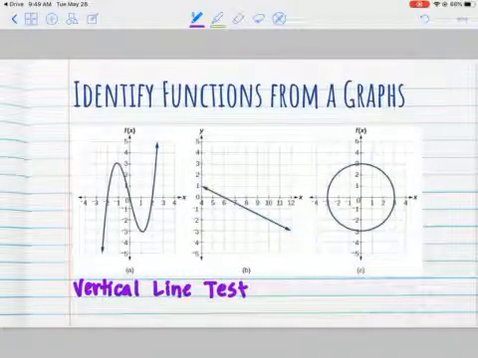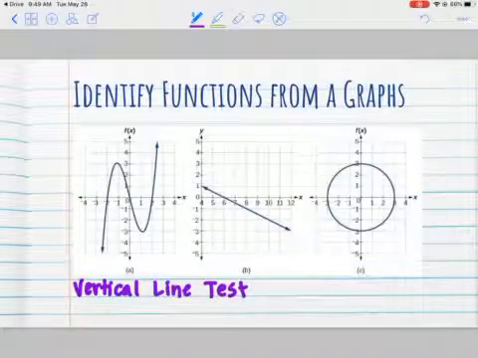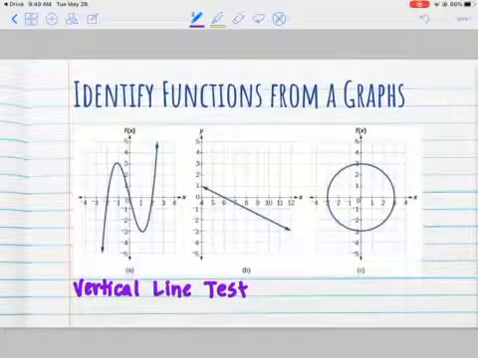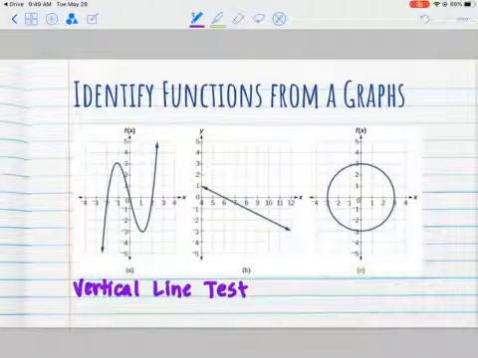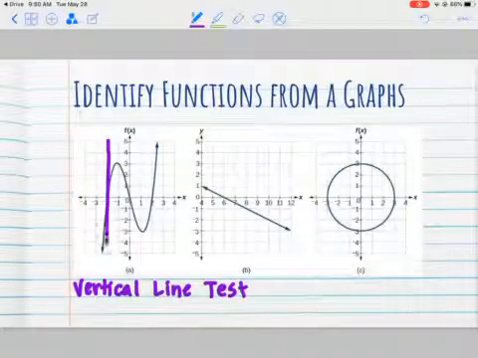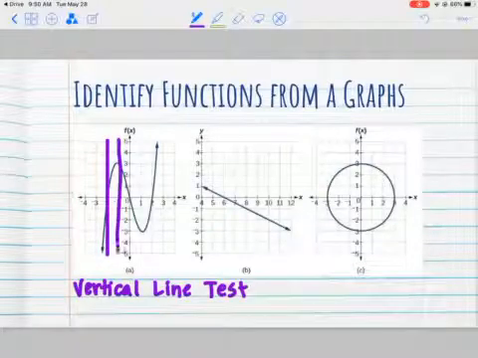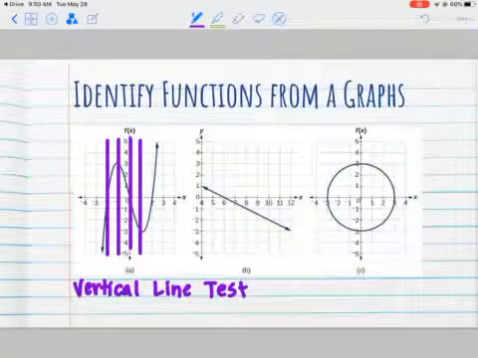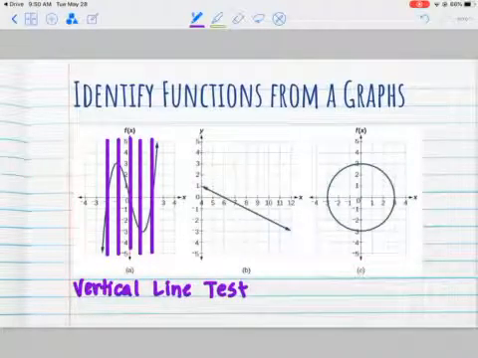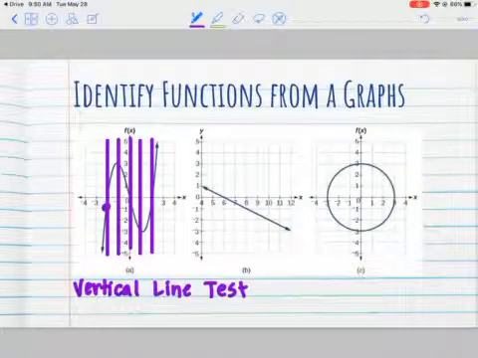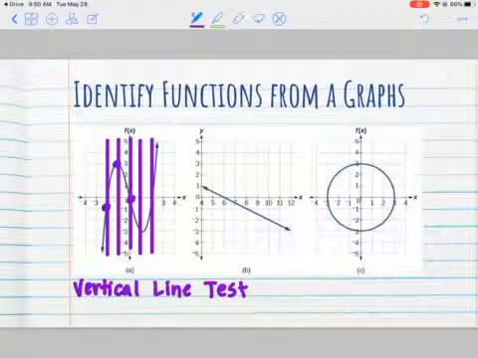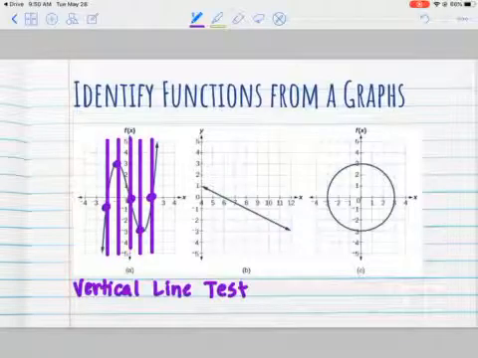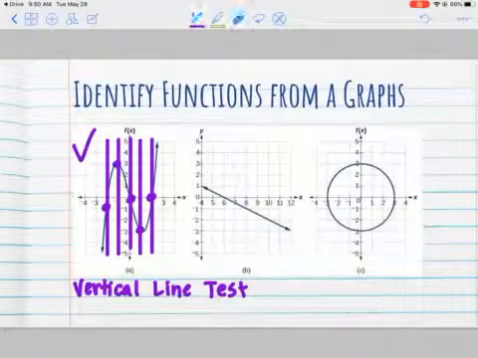It can also be called the pencil test. What we do is look at a vertical line and make sure that there is only one point on that line. If I look at a vertical line anywhere on this graph, notice that each vertical line is only hitting the graph at one point. This is what we call passing the vertical line test. At each vertical line it's only hitting one point, so this one is a function.